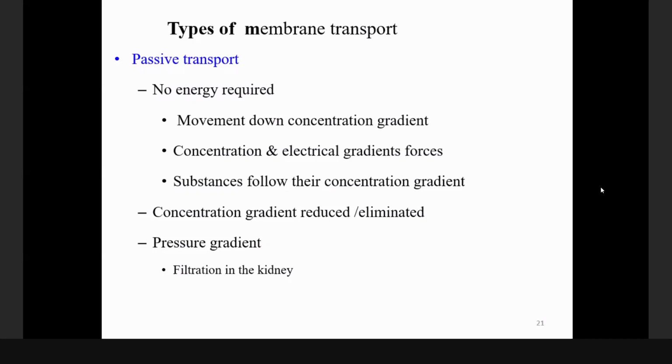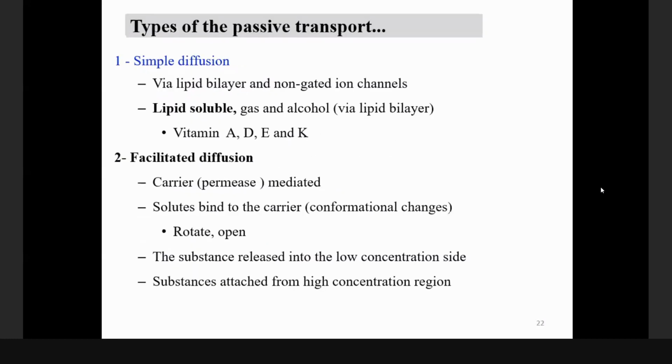Okay, that's called downhill movement, or top to bottom movement, or high to low movement, you can say. So it is the concentration gradient that drives substances to enter into the cell or leave the cell from high to low. So no pressure gradient is required here, and no energy is required here. If the transportation process doesn't need energy, that's called passive.